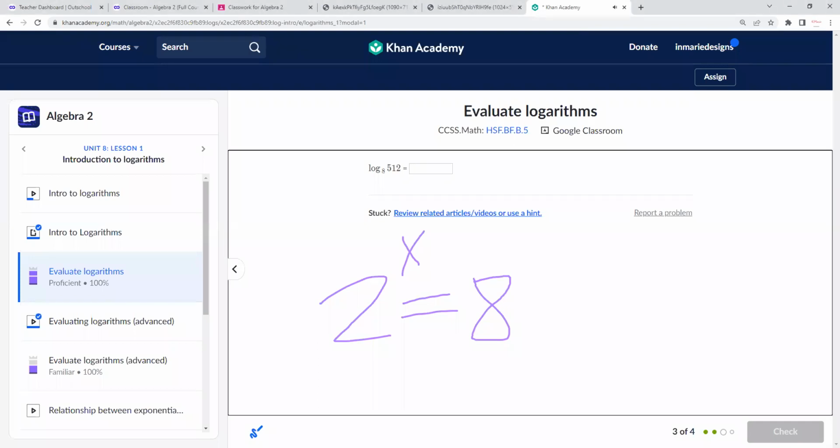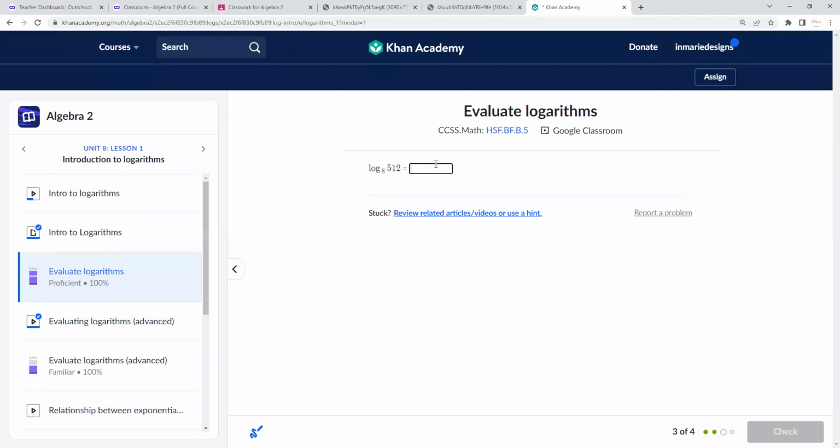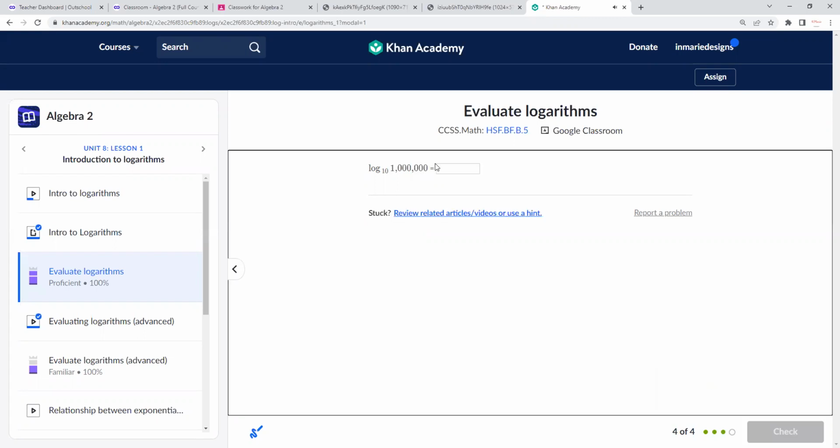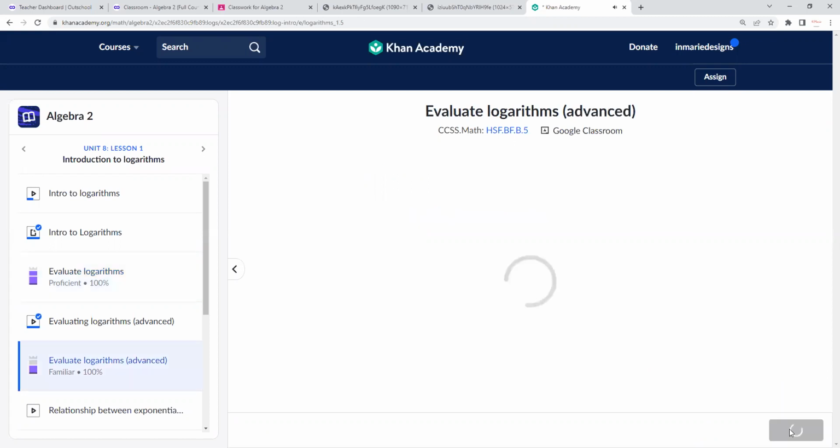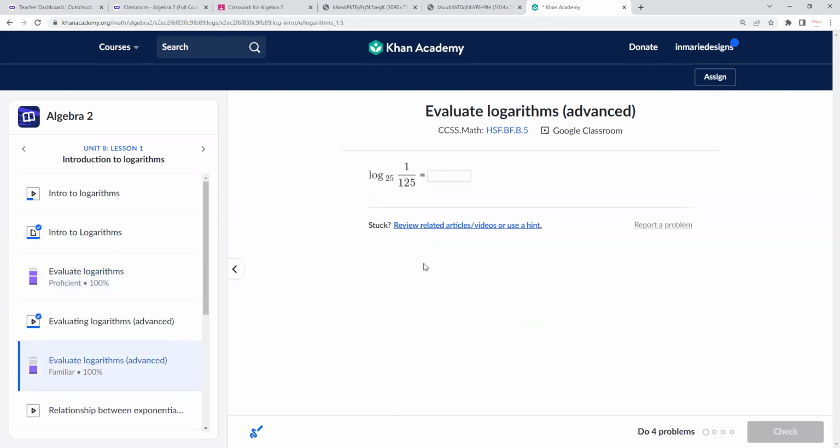8 to the what power gets me 512? 3rd power. 10 to the what power gets me 1 million? 1, 2, 3, 4, 5, 6. 6 zeros. And these are a little more advanced. These will involve fractions and things. So this is going to be to the negative 3rd. Wait, oh, that's 25. Sorry, that's 25. 25 to the what power gets me 125?